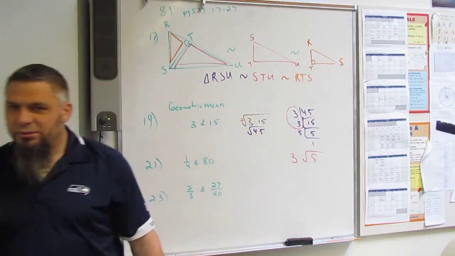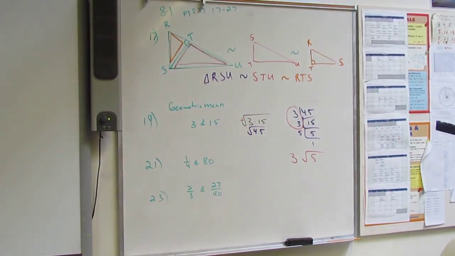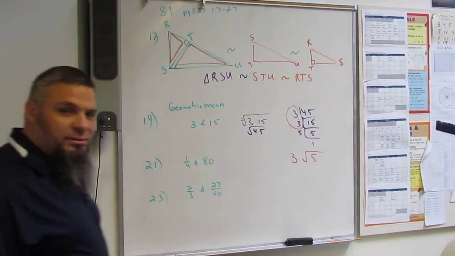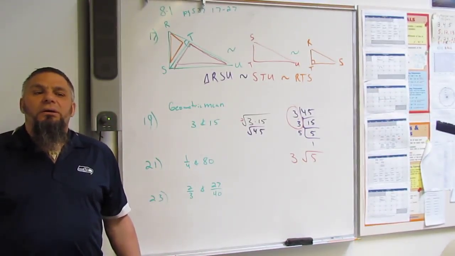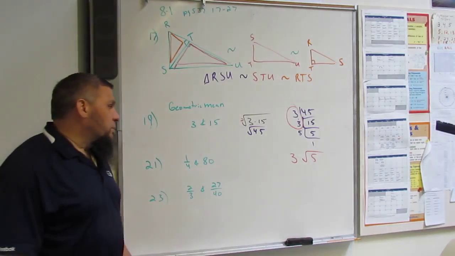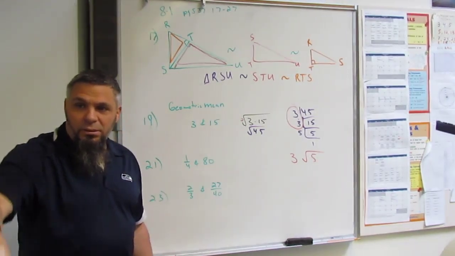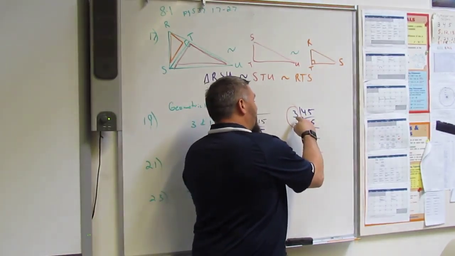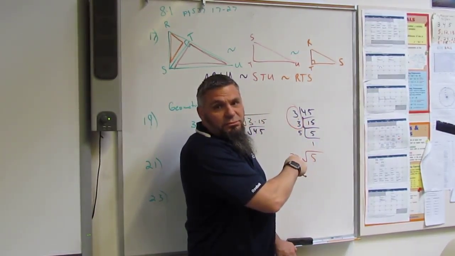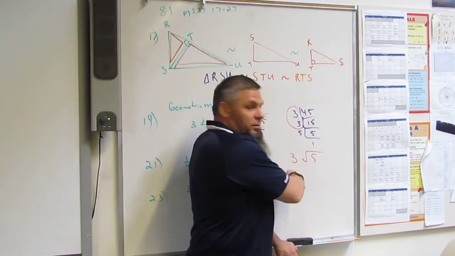Jacob, you had a question? Nope. Sure? Positive? You getting it? Then don't you have a question? Alright. Oh, I got a question. Where did you get the square root of 9 from? So, what's 3 times 3? 9. What's the square root of 9? 3. Oh, okay.